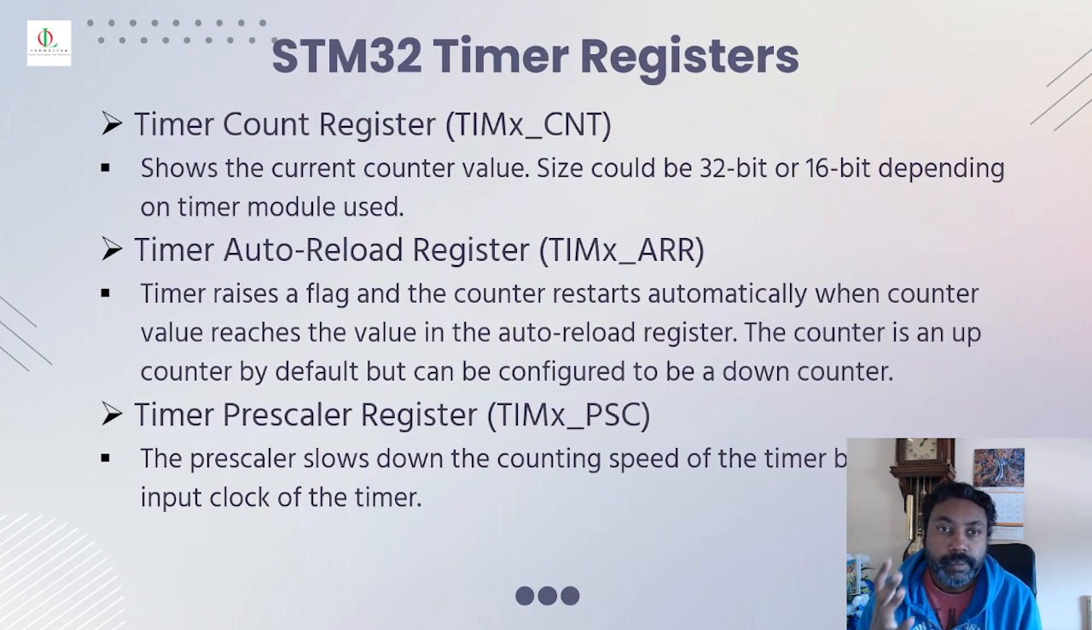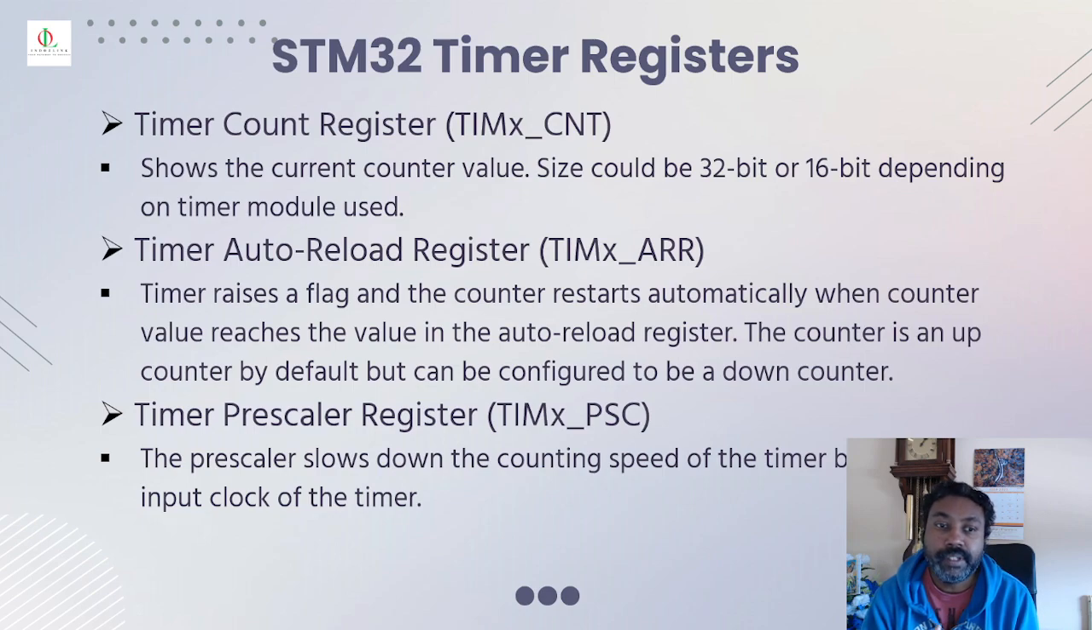And as you know, in a microcontroller we always have to work with registers. The timers also have their own registers. These are the three main registers you will be writing your program with. First is the timer count register. This register shows the current value of the counter. The size can be 32-bit or 16-bit, and our program is based on a 16-bit counter.